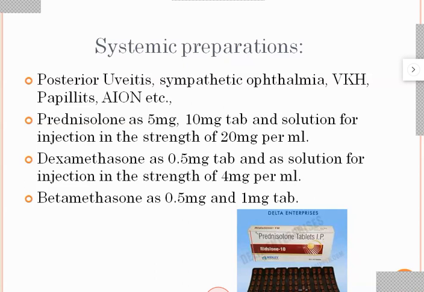Prednisolone is available as 5 mg and 10 mg tablets and solution for injection in a strength of 20 mg per ml. Dexamethasone is available as 0.5 mg tablet and a solution for injection in the strength of 4 mg per ml. Prednisolone is given by calculating the dosage as 1 milligram per kg body weight. And betamethasone is available as 0.5 milligram and 1 milligram tablets.